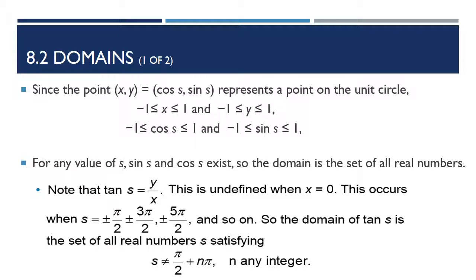An expression that helps you figure that out is down here: s cannot be pi over 2 plus n pi, where n is any integer. In other words, take pi over 2 and add or subtract any number times pi, and you're going to get what tangent cannot be, and you're going to have asymptotes there when we get to the graphs.